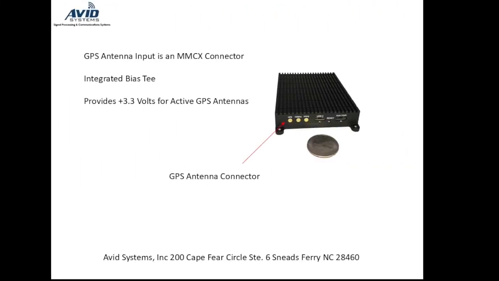For this demo, a GPS antenna needs to be connected to the GPS MMCX connector on the rear panel of the radio. The AVS-4000 has an integrated bias T and outputs 3.3 volts so that it can power an active GPS antenna.